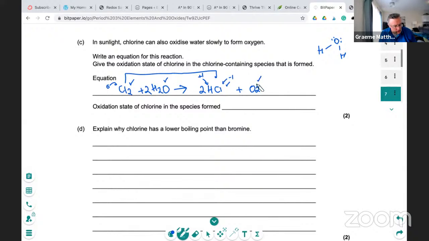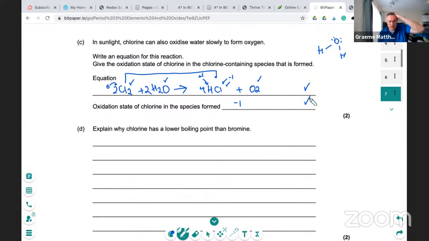And let's see. Therefore, I'm going to have to update my HCl here, right? Because I'm going to change this from being a 2 to being a 4, to make sure this balances out. There's now a 4, and so there's a 2. So I started off by balancing the chlorines, then I looked at the oxygens, and I went back and forth until I got this. And did I get that right? Oh, I did. Good. Now it says the oxidation state of chlorine in the species formed. That would be -1. It's an easy point there.